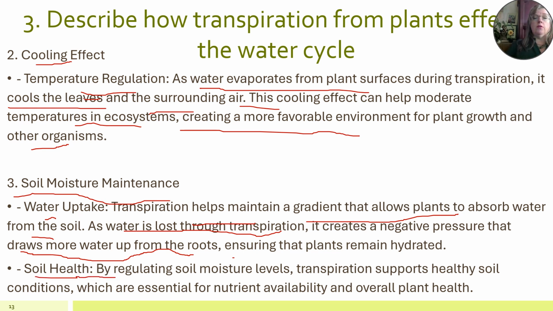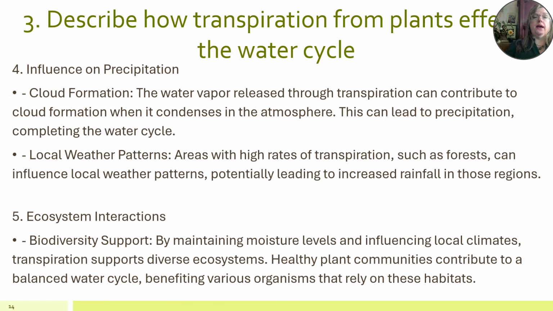Important for soil health. By regulating soil moisture levels, the transpiration also supports healthy soil, and that it's essential for the nutrient availability of overall plant health. A lot of the nutrients that plants need have to be dissolved in water for the plants to be able to get them, and so you've got to have the water maintenance afforded by transpiration to help that happen. And the next thing transpiration does is by influencing precipitation.